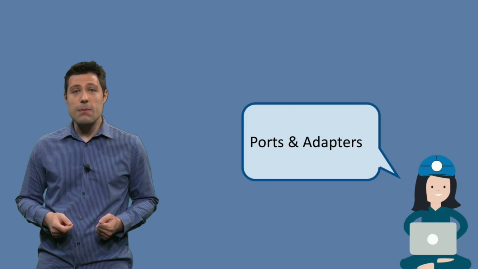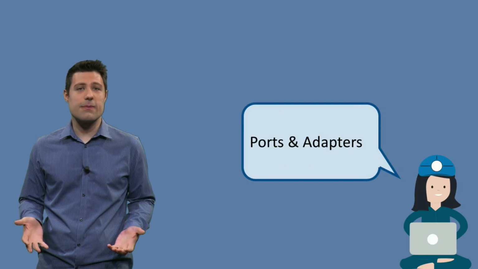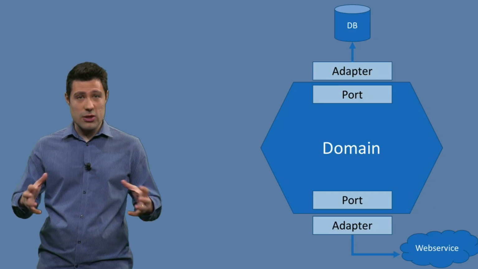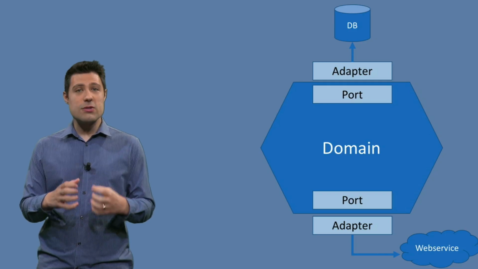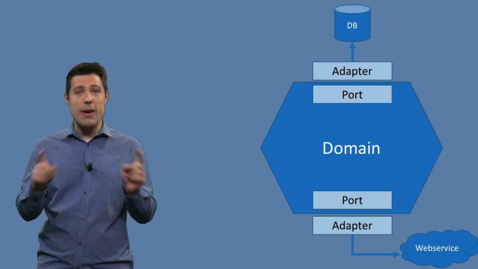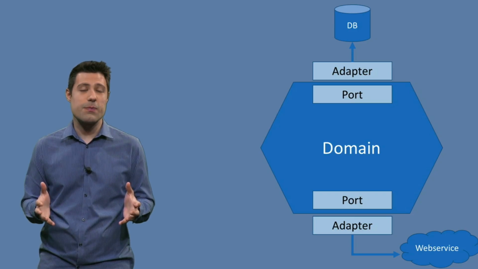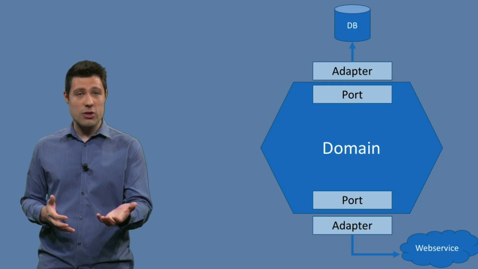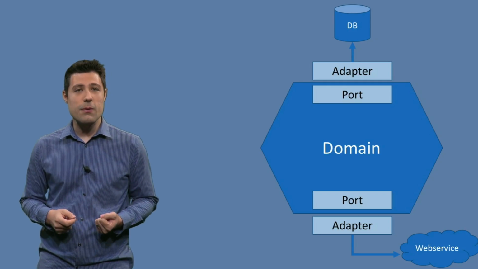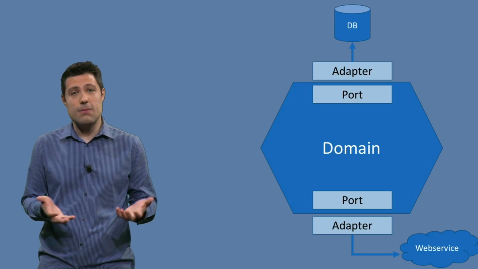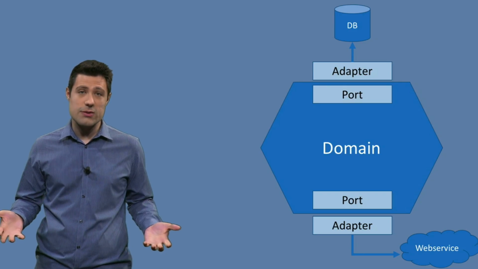Cockburn coined the term ports and adapters architecture. The idea is that you have all your business logic inside your domain, and whenever your business logic needs some infrastructure, then you need to make your business logic depend on what he calls ports. Ports are simply interfaces that represent what that infrastructure needs to do. For example, if you need to get invoices from a database, a port can be an interface that has a method that returns a list of invoices.